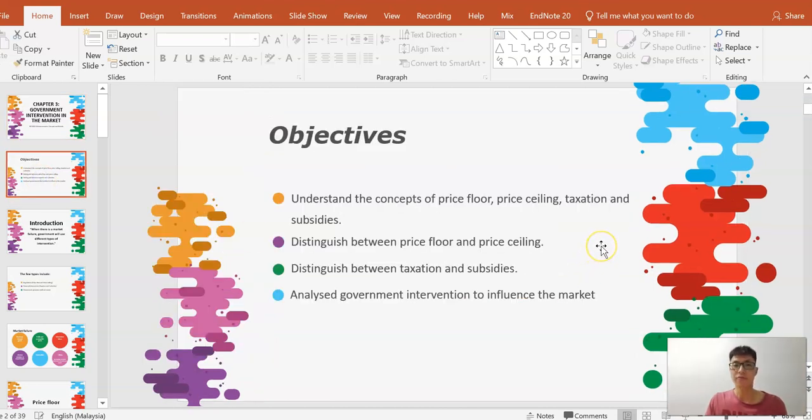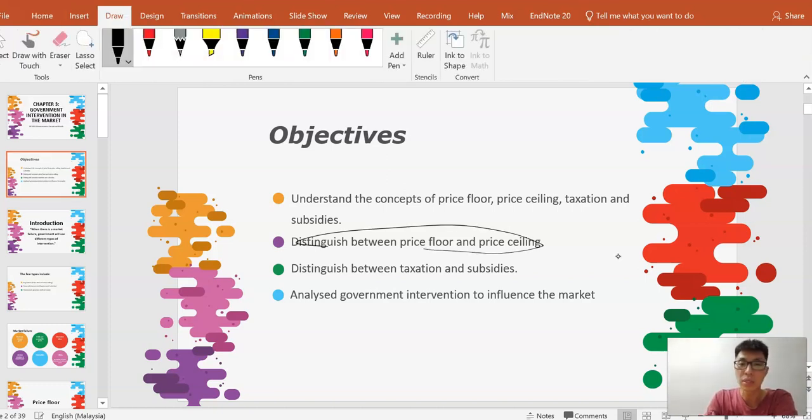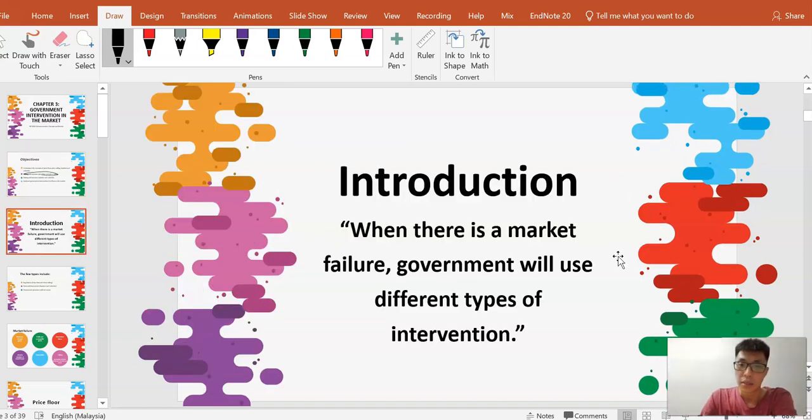The objective of this is you must understand the price-for-price link. Today, what we're going to cover is just the price-for-price link. We'll leave taxation and subsidies for next time, depending also on whether we can cover everything or not. You will need to know how to distinguish between the price floor and price ceiling, right?